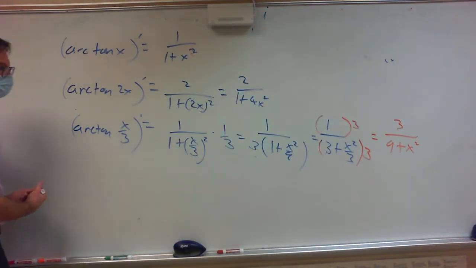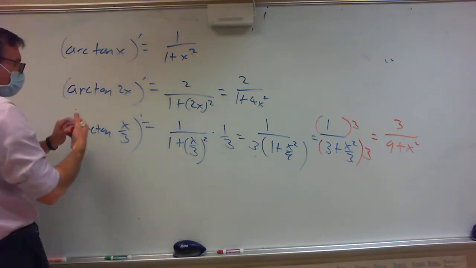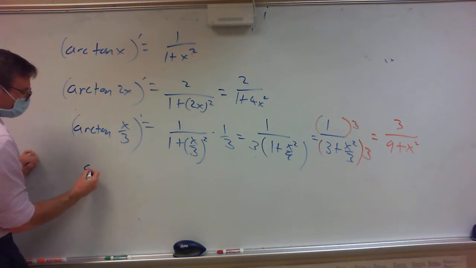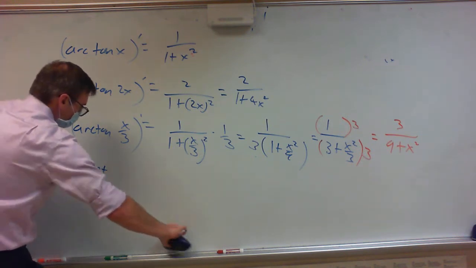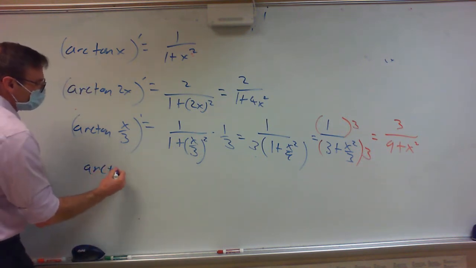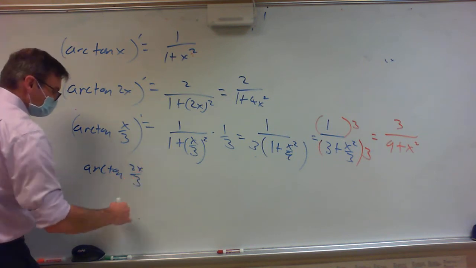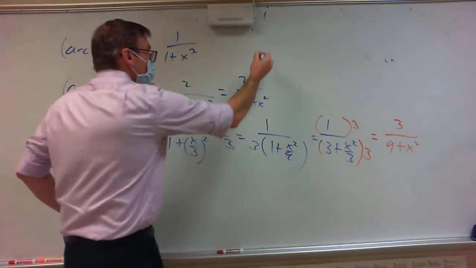So, if I give you, and I do apologize, I should have written higher. I wish I had one of those science boards that I could slide up. If I have arc tangent of 2x over 3, actually, here, I'll write it over here.